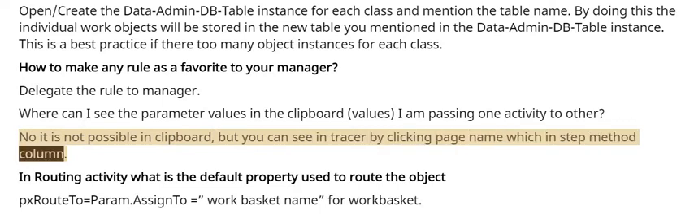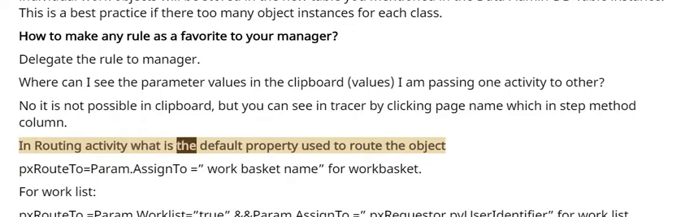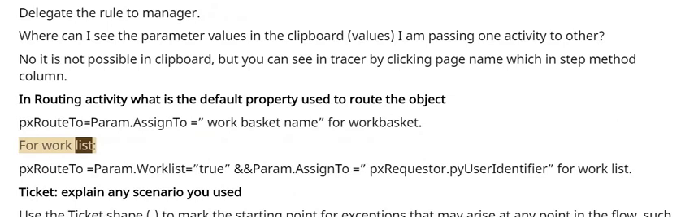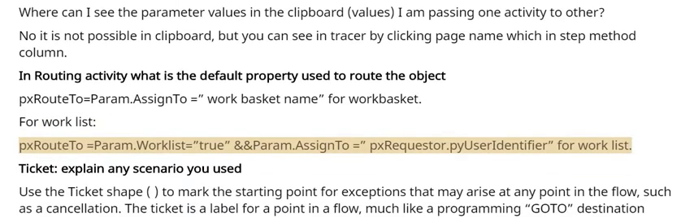In a routing activity, what is the default property used to route the object? For a workbasket: pxRouteTo equals Param.AssignTo equals the workbasket name. For a worklist: pxRouteTo equals Param.Worklist equals true, and Param.AssignTo equals pxRequestor.pyUserIdentifier.